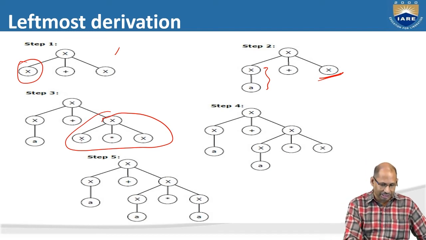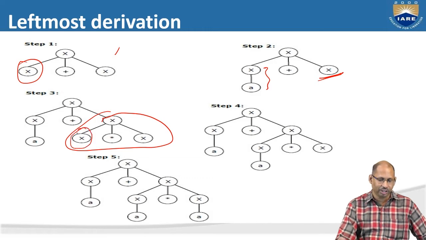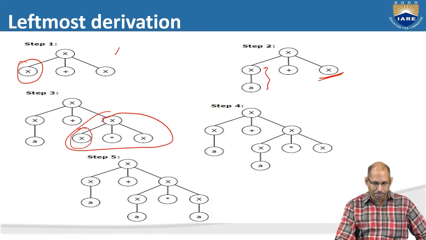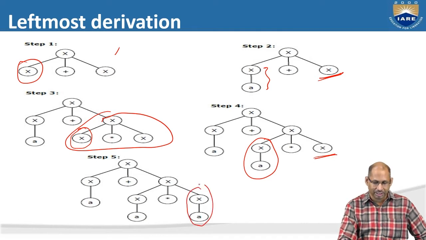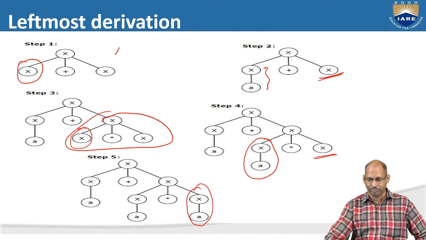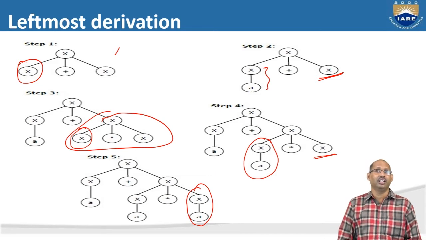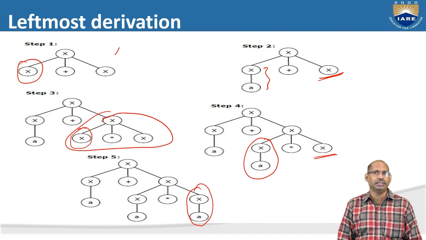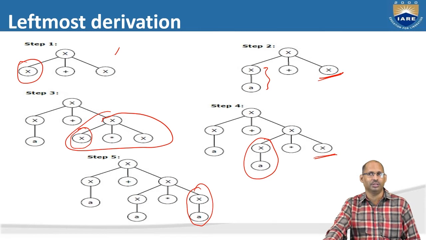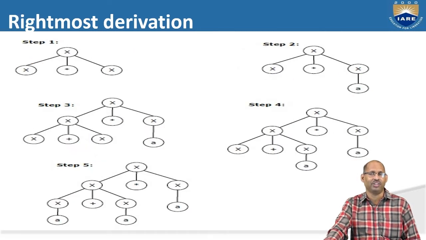Then in this one, this is the left hand variable, so we are expanding X as A. Then this one is a left hand variable. Then finally we are expanding the X as A. So this is a derivation, leftmost derivation. We are always replacing the left hand variables, then we can refer to it as leftmost derivation or left linear derivation.